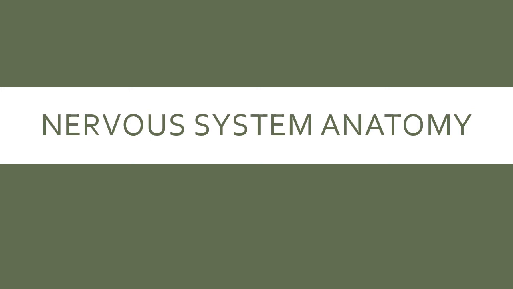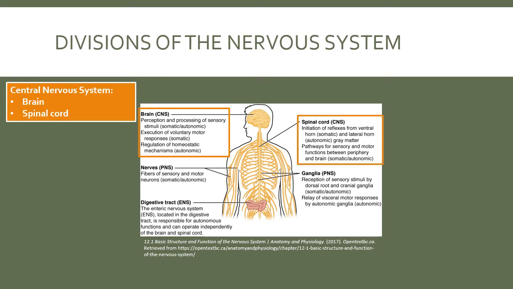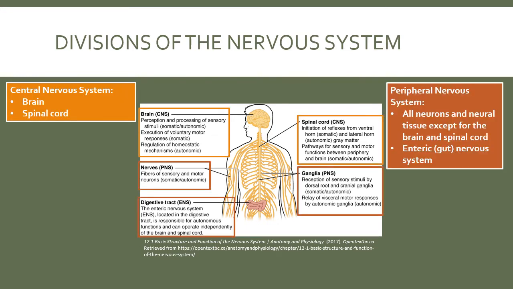So we'll start this week with the anatomy of the nervous system. Now, the nervous system can be divided into multiple parts, and sometimes they do overlap. So the first division we can make is between the central nervous system and the peripheral nervous system. The central nervous system is composed of the brain and spinal cord, and the peripheral nervous system is meant to be everything else, including the nervous system of the gut.